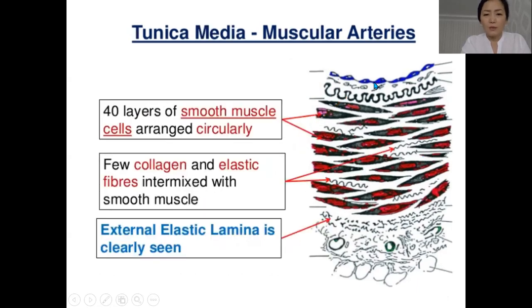Tunica media consists of smooth muscle cells. Look, all smooth muscle cells. Few collagen fibers and elastic fibers are also present between smooth muscle cells. Remember, if tunica media of elastic artery mainly consists of elastic fibers which form elastic membranes, tunica media of muscular artery mainly consists of smooth muscle cells, but fibers are also present, though few. External elastic lamina is also seen here.